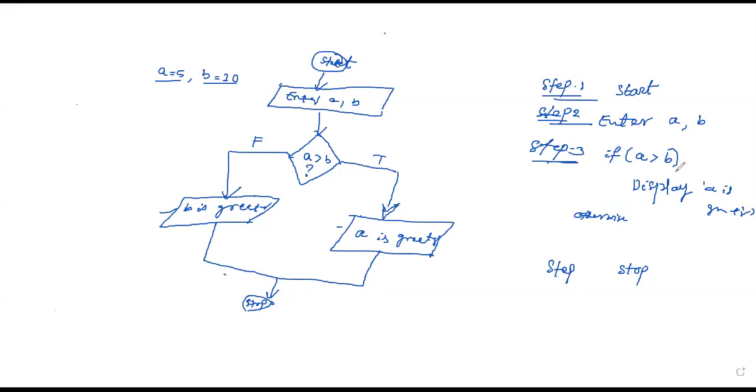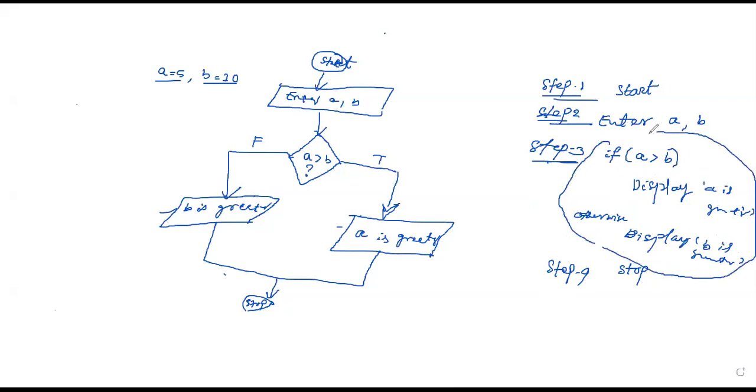If this condition is satisfied, then display this. You can write then here also. Otherwise, display B is better. Then stop. Step 4 is stop. So here step 3 is the decision making procedure, whether A is better or B is better.